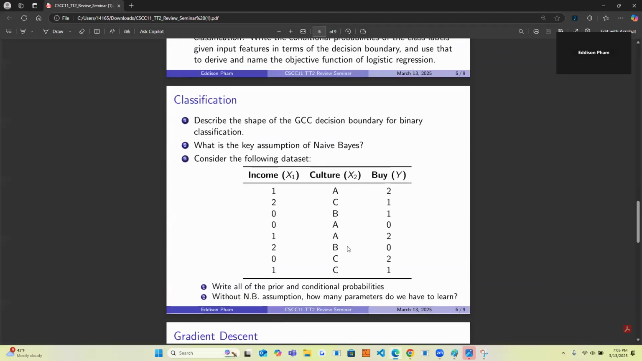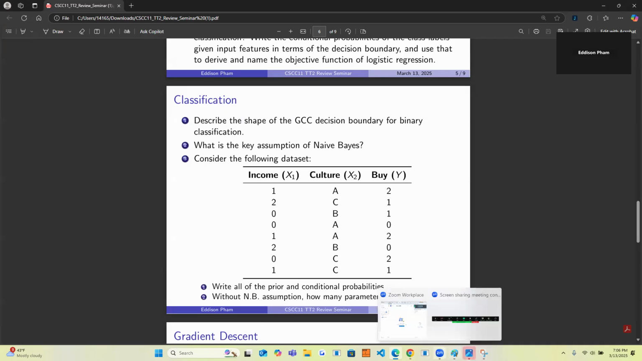Okay, for the next question: describe the shape of the GCC decision boundary for binary classification. Can anyone tell me or describe to me what the decision boundary shape for GCC is for binary classification? This was also a past exam question where they asked you what the shape of the decision boundary was. You can think of the formula that she derived in class.